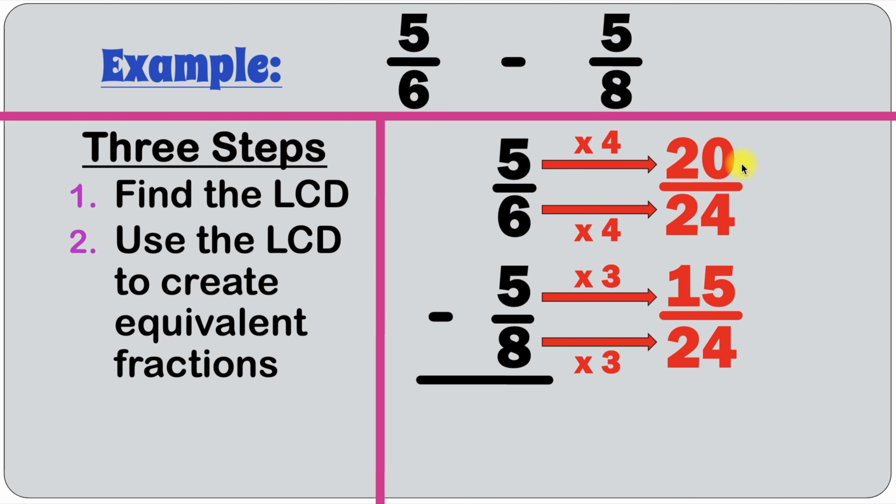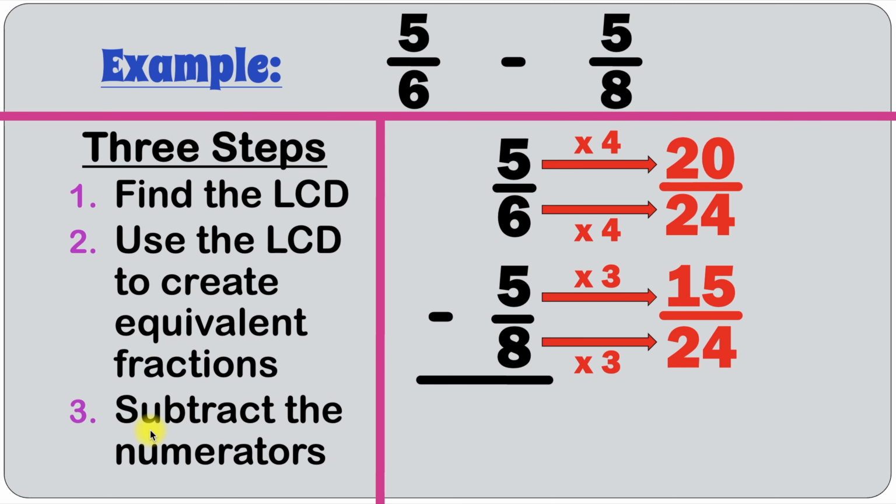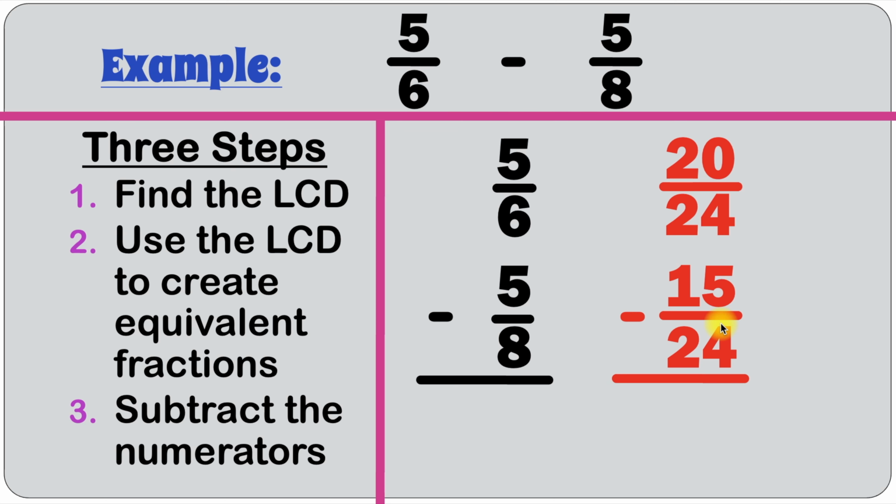Now that we've got our equivalent fractions, we can go to step 3, which is to subtract the numerators. So let's set up our subtraction. So what's 20 minus 15? That's 5. And since our denominator is 24, we'll just keep that the same, making our final answer 5/24.